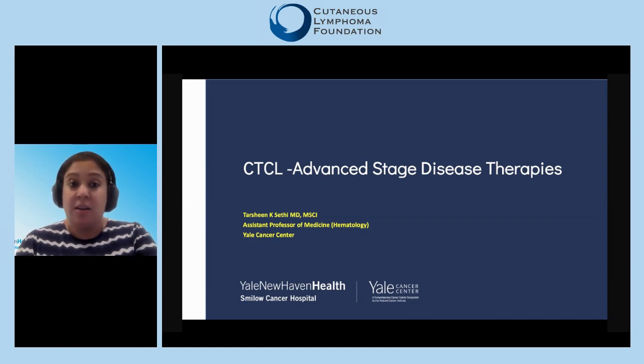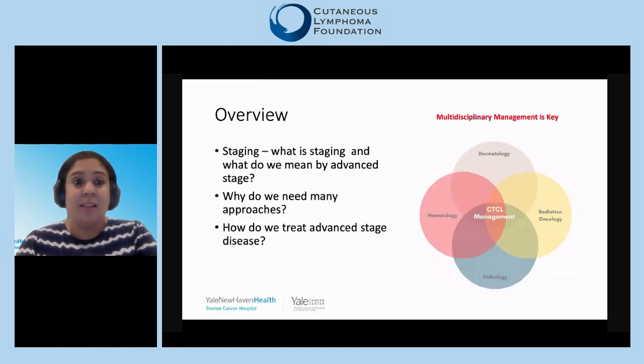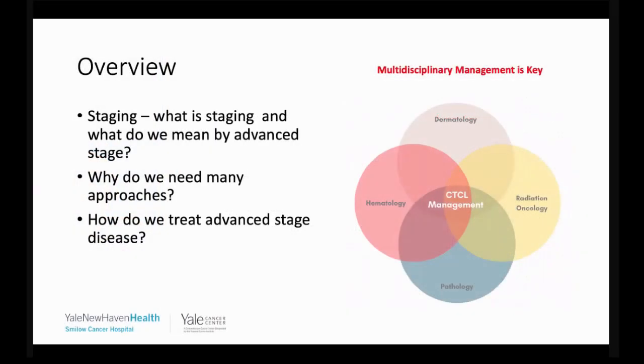So today, in this talk, I will be discussing advanced stage disease therapy options for cutaneous T-cell lymphoma, or CTCL. Starting with the overview, before going on to advanced stage disease therapies, I really want to talk about what we mean by staging of CTCL and what is advanced stage. Then next I'm going to talk about why we need so many different treatment options for this disease. And then finally, we'll go into more details about actual individual treatment options.